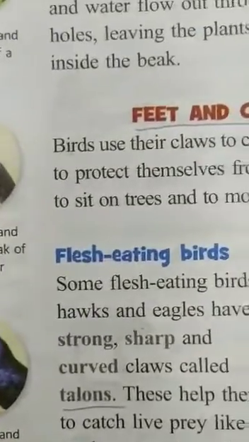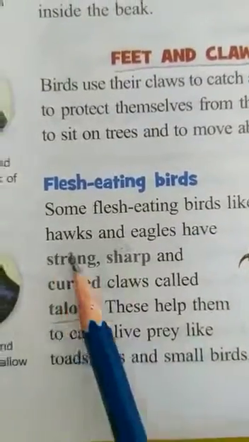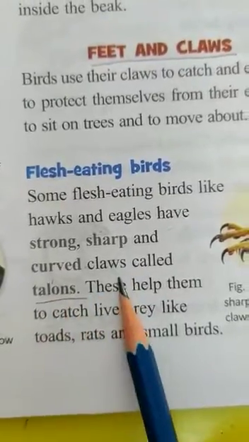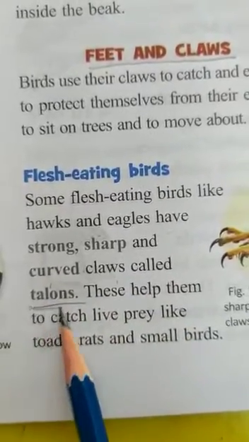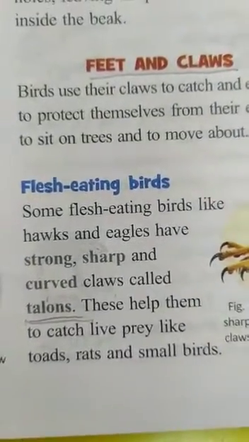Okay. Now, flesh eating animals. Some flesh eating animals like hawks and eagles have strong, sharp, curved claws called talons. Please underline this word, children, talons. What is the spelling of talons, children?